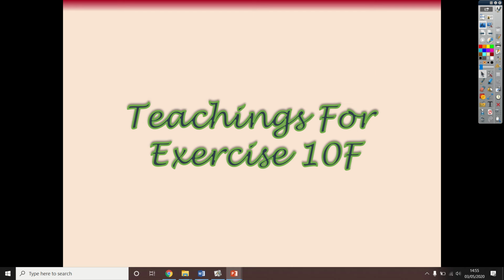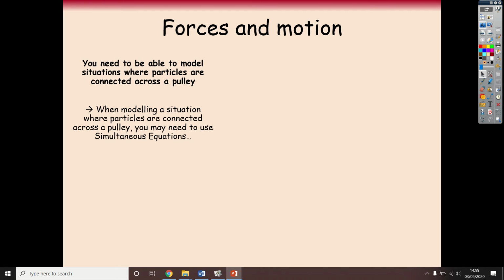This is the second part of connected particles, which is the last part of the forces and motion chapter of mechanics. We're going to be looking at systems that are connected by a pulley. In this case, your particles aren't necessarily going to be going in the same direction, but it's similar in how you apply the techniques to work out things like forces and things that are missing. You're going to get some simultaneous equations as well. Just bear that in mind.